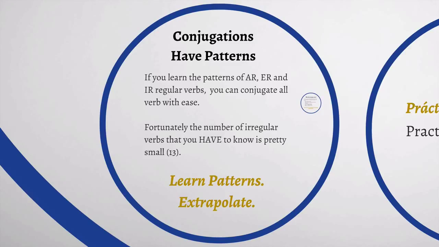Fortunately, the number of irregular verbs that you absolutely must know to speak Spanish is pretty small, about 13 by my calculations. So the thing you want to be thinking is, let me learn this pattern. I don't have to learn each verb separately. Let me learn the pattern and then put other verbs into that pattern. Learn the pattern, then extrapolate.